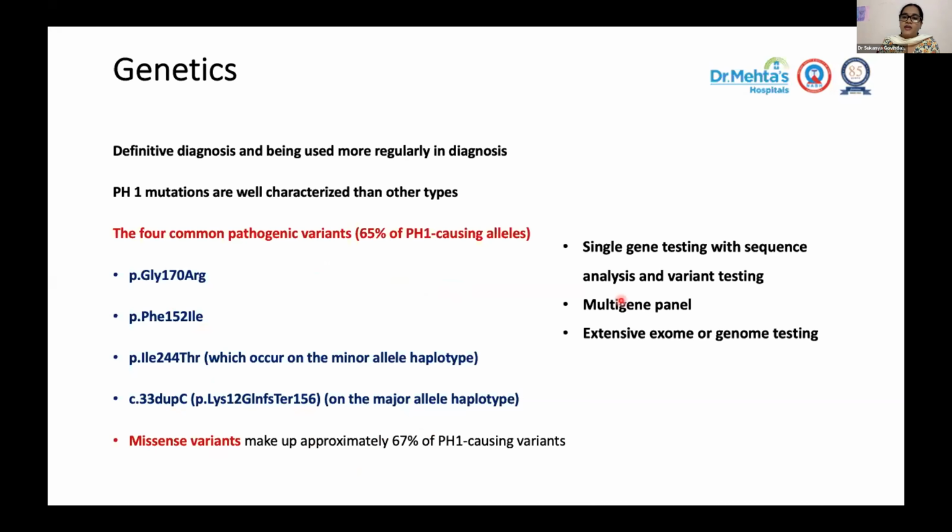And you can order any of these tests. You can either do single gene testing with sequence analysis and variant testing, or a multi-gene panel, or an extensive exome or genome testing. Extensive exome or genome testing is more and more favored these days because it can rule out other differential causes of recurrent urolithiasis or nephrocalcinosis. So when you're not very sure of a primary hyperoxaluria diagnosis, do include an extensive gene panel or an extensive exome or genome testing so that you include all the stone-forming genes in your panel.